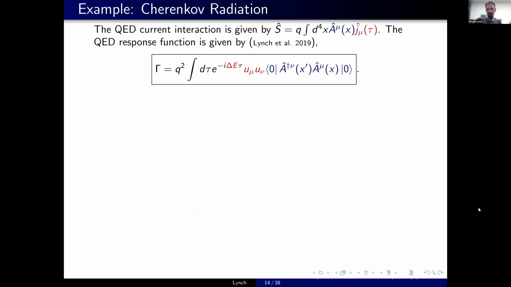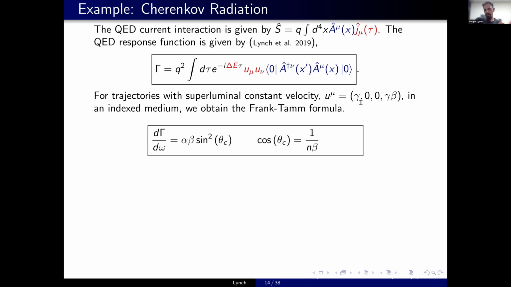So to begin, we start with our QED current interaction. A mu is our photon, J mu is our semi-classical vector current coupled to an Unruh-DeWitt detector. And when we compute the response function, we have our QED response function, which is that same Fourier transform of the two-point function, except we have the 4-velocities of our detector contracted with the polarization indices of our photon. So this is essentially the square of the V dot A interaction. And if I evaluate that two-point function along a constant velocity trajectory, you do indeed reproduce that Frank-Tamm formula and your Cherenkov cone.